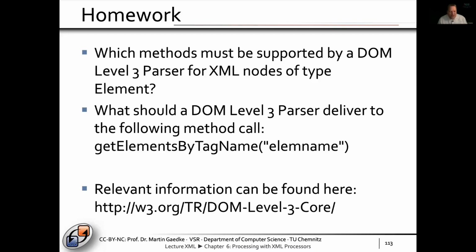Another question here is, what should a DOM level 3 parser deliver to the following method call? The call is getElementsByTagName, and then the string for the element name. So what type is returned by getElementsByTagName? The relevant information can be found here at the technical reports of the document object model. Have fun, and if you can answer the two questions, I'm sure you have some experience with reading and searching for answers in this specification.